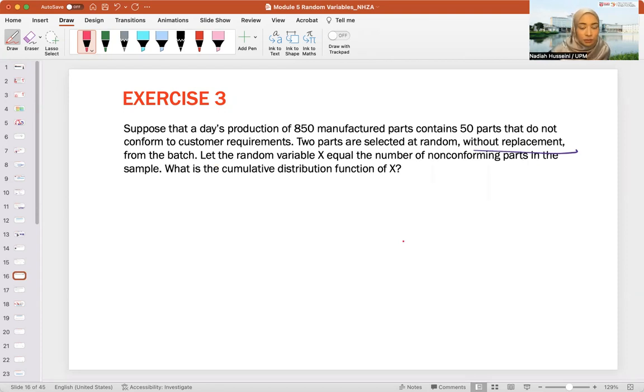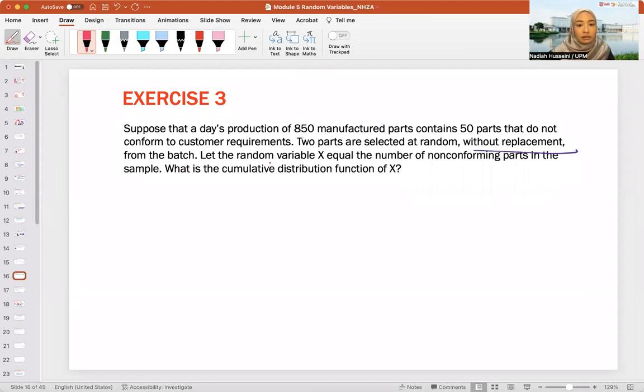Suppose that a day's production, 850 manufactured parts, contains 50 parts that do not conform to the customer requirements. I know we've done this before. Let me just go over it really quickly. 2 parts are selected at random without replacement, meaning to say when you take out one, you are left with 849. This is what it means when without replacement. And usually when you do probability problems, a lot of them do not replace the items that you take out. So this is fairly common.